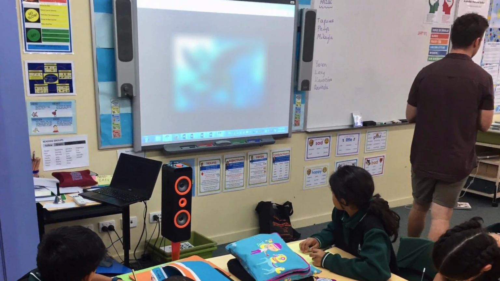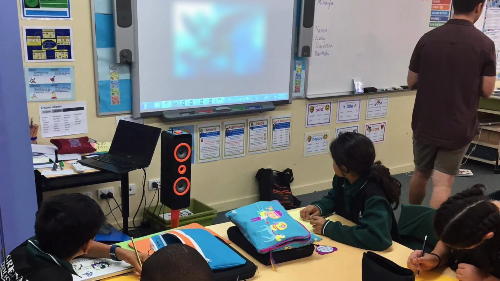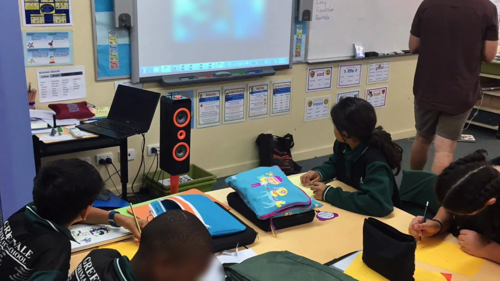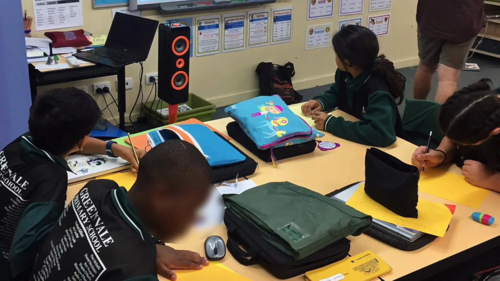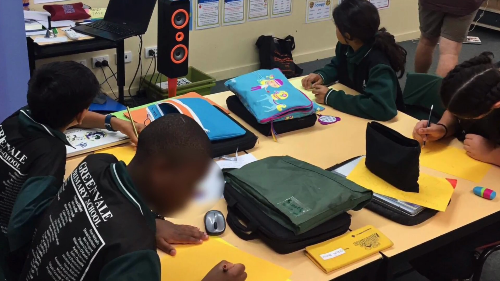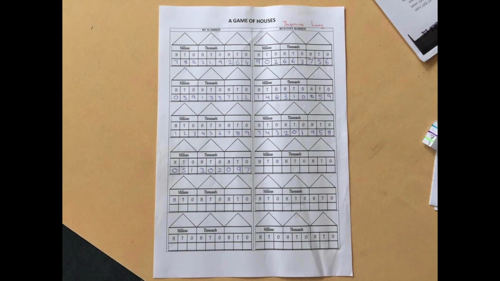A student activity follows. Using a game of houses structure, students are required to write down a 9-digit number and challenge a friend to guess their number. Students give clues to each other such as, I have an odd number in my thousands place.